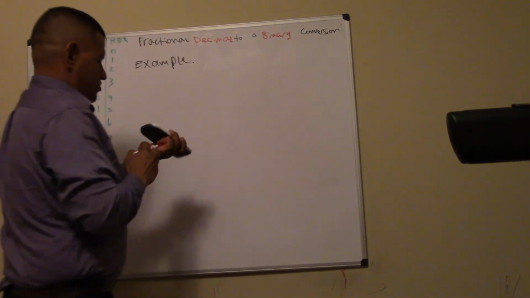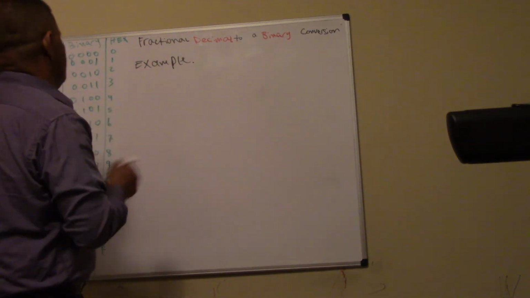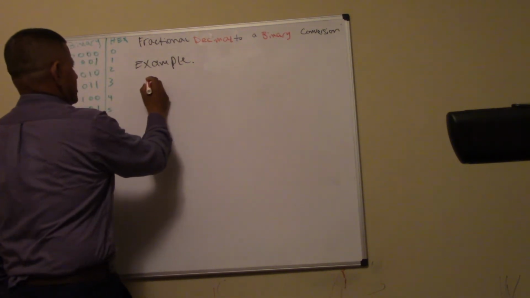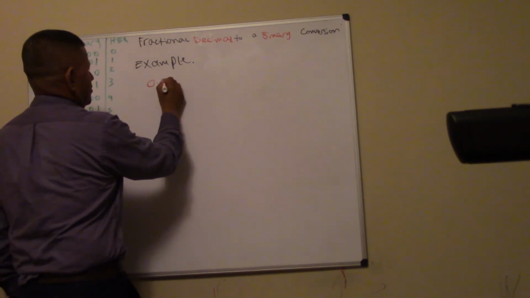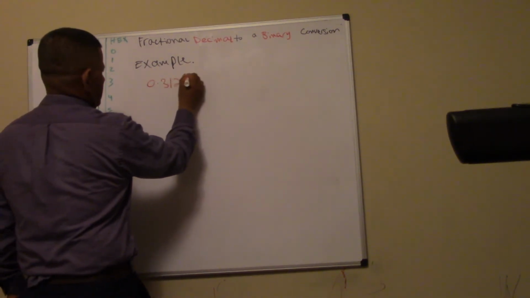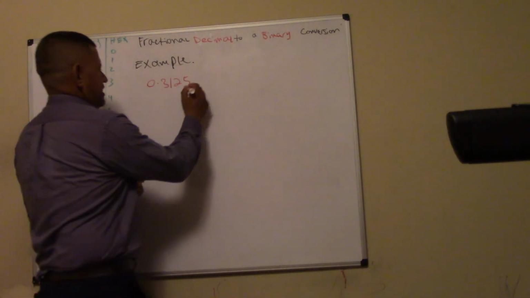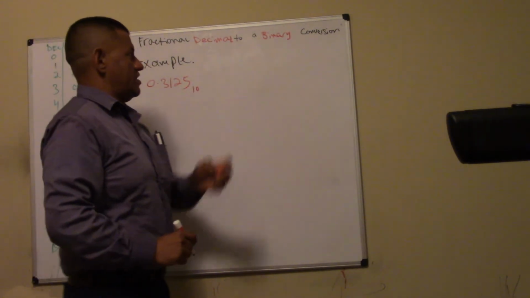Alright, so now let's say, for example, that you have a number like this, 0.3125. Base 10, this is decimal, right? We want to go to binary.